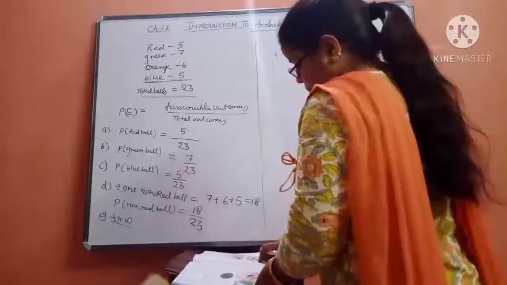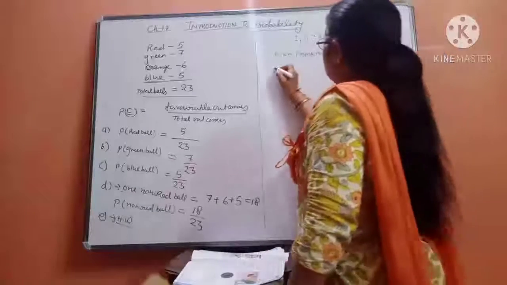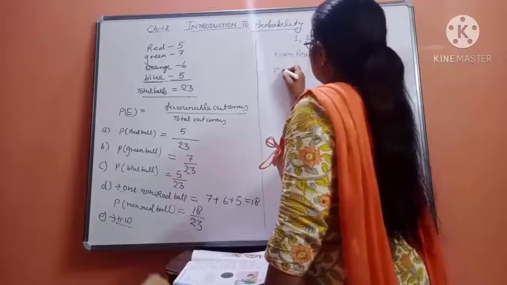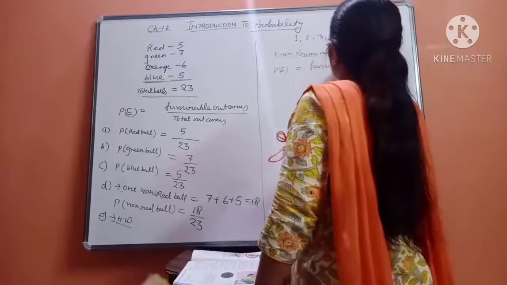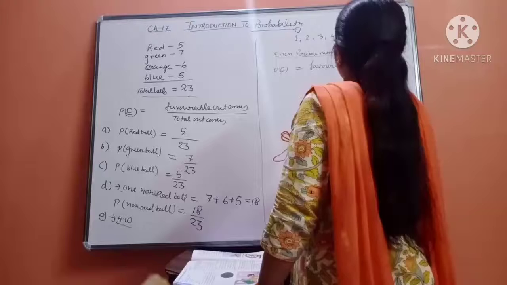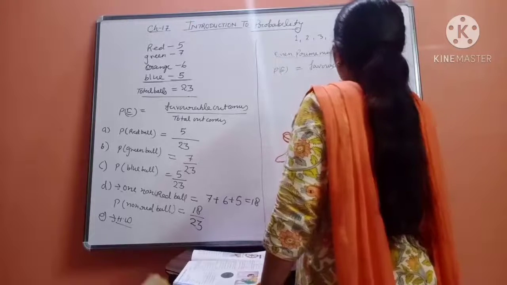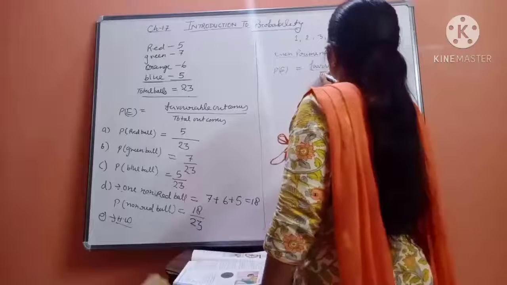So the probability of an event is equal to favorable outcomes upon total outcomes.